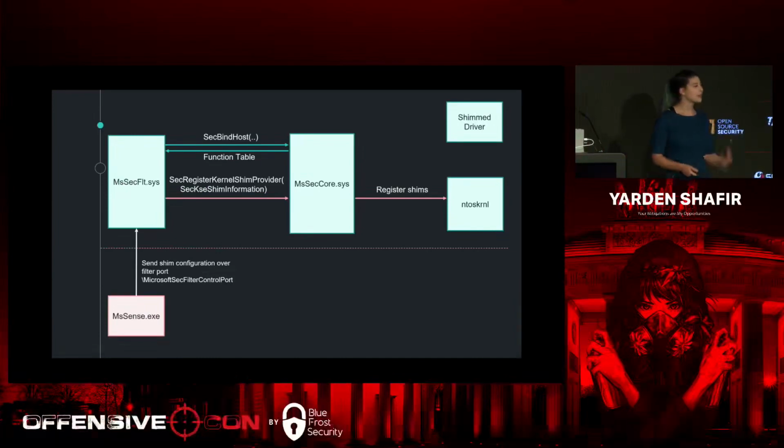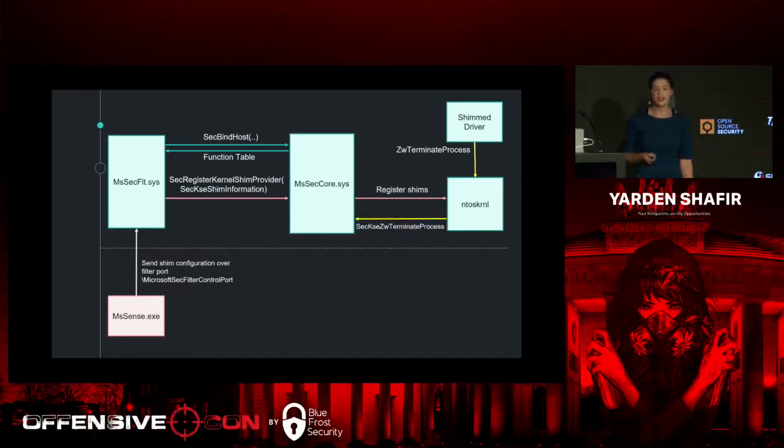Then, when we have some potentially problematic driver that gets shimmed by MSSecCore, let's say it calls ZwTerminateProcess. So the kernel, before or instead of calling the function, will notify MSSecCore in its shim function SecKseZwTerminateProcess. MSSecCore doesn't really do much with it. The main thing it does is it checks if it has a registered shim provider, and if it does, it will call the function requested by the registered shim provider. In this case, MSSecFLT.